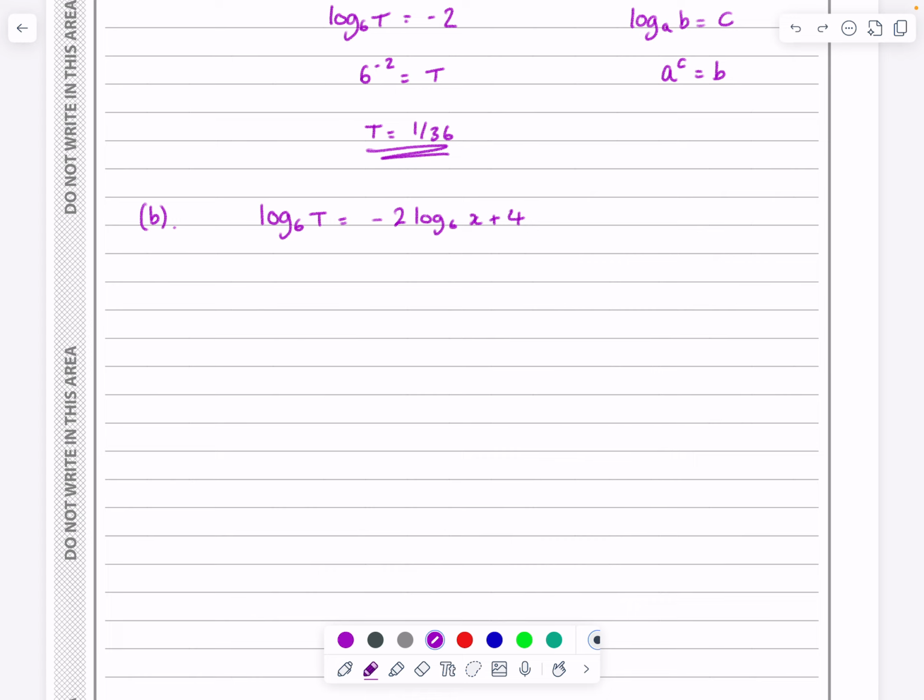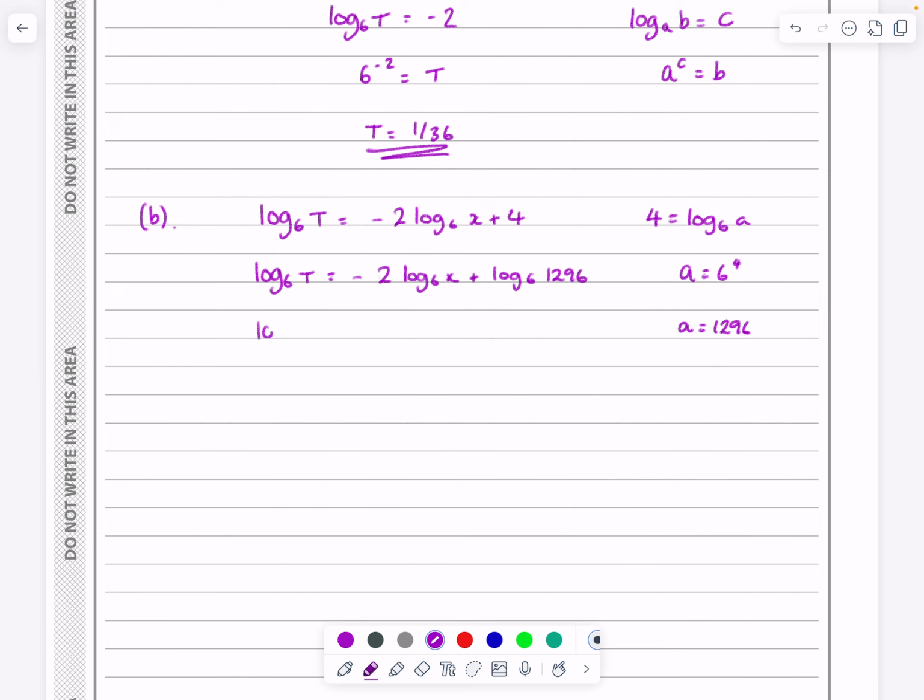So if 4 is equal to log to the base 6 of a, what's a going to be? Well, using the thing just up there again, a would be equal to 6 to the power of 4. So a works out to be equal to 1296. So if I did that, I'd get log 6 t equals minus 2 log 6 x, plus log 6 of 1296, and now I can try and combine everything using the log rules I know.